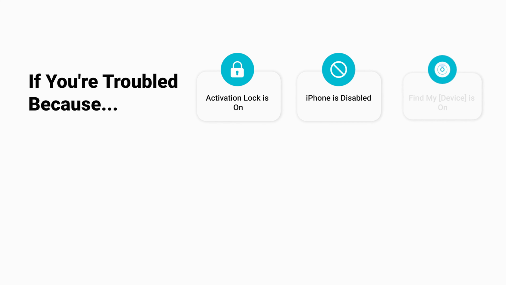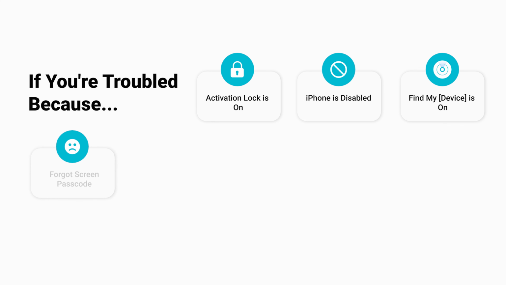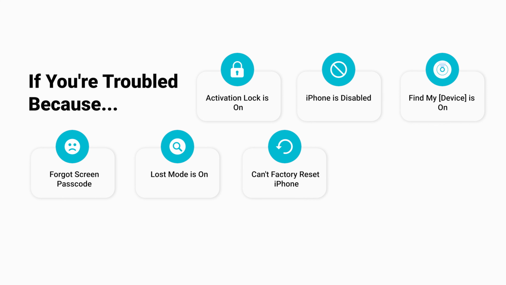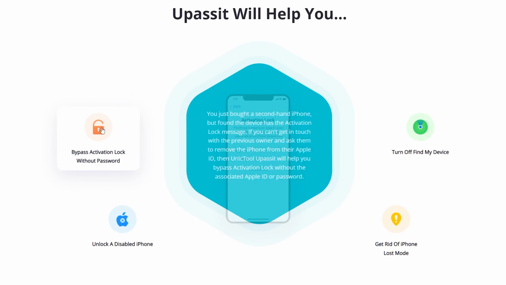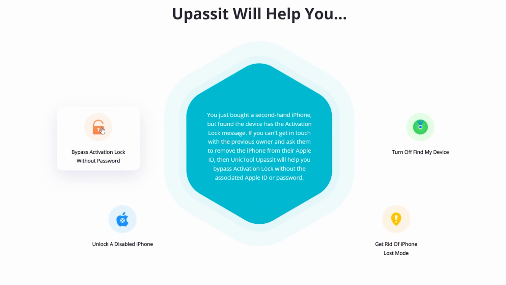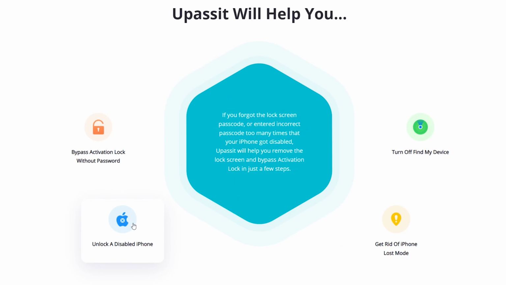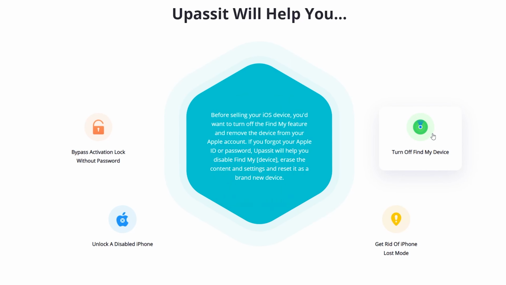If you're troubled because Activation Lock is on, iPhone is disabled, Find My Device is on, forgot screen passcode, Lost Mode is on, can't factory reset iPhone, or passcode expired, you can use UPassit to help you. UPassit will help you bypass Activation Lock without password, unlock a disabled iPhone, turn off Find My Device, or get rid of iPhone Lost Mode.